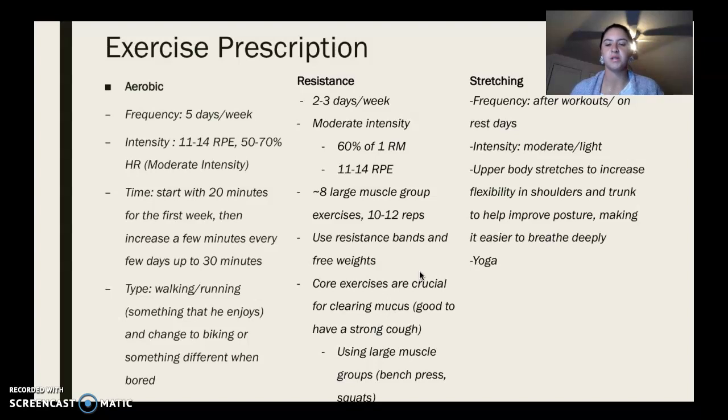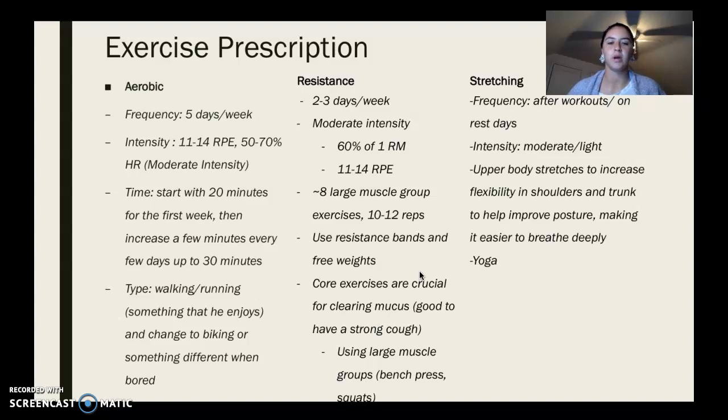For aerobic fitness, he should be doing it 5 days a week. He should be doing it at 50 to 70% of his max heart rate at a moderate intensity, 11 to 14 on the RPE scale. You should start with 20 minutes for the first week and increase a few minutes every few days, up to 30 minutes of exercise a day.